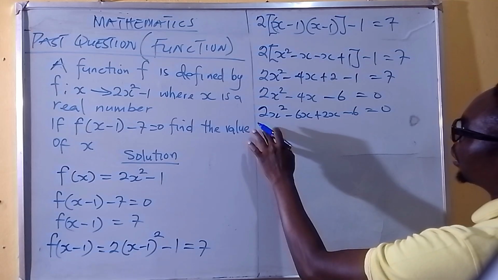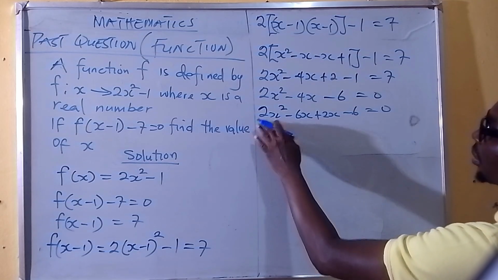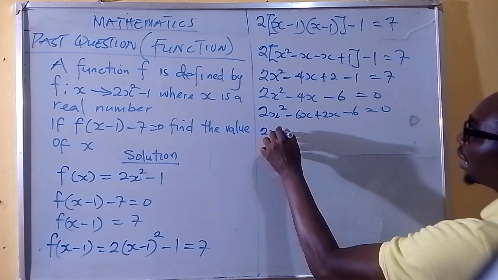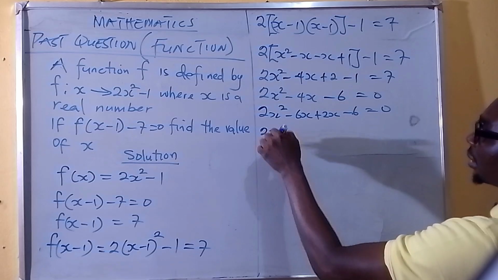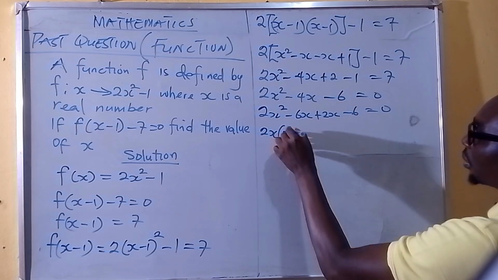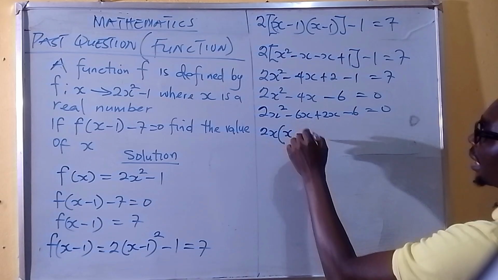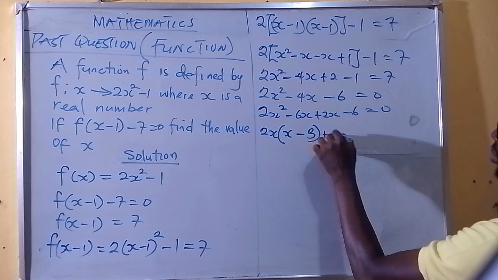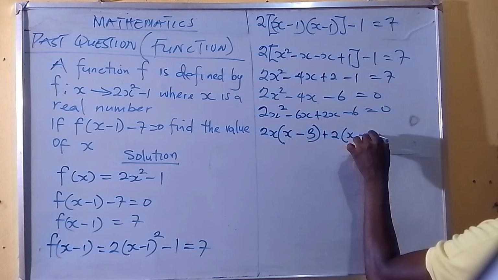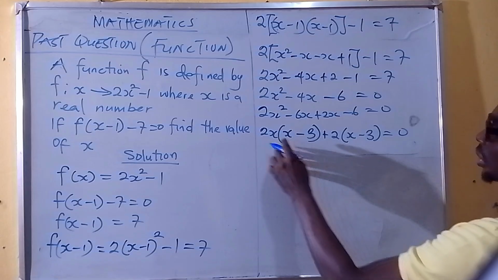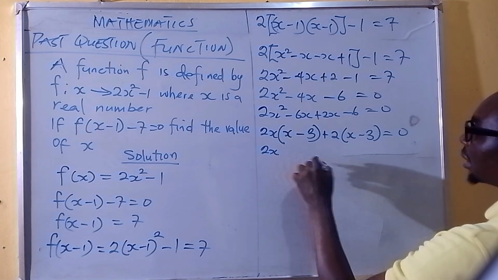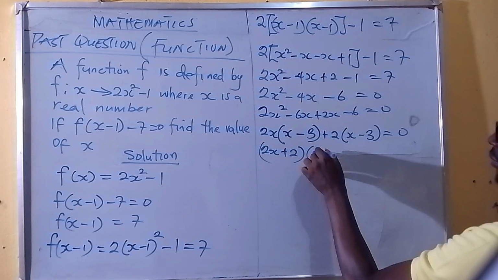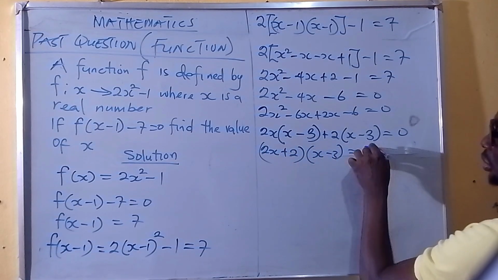So at this point, you factorize. What is common here? You will discover that you have 2x as the highest common factor. So 2x squared divided by 2x will be x, minus 6x divided by 2x gives minus 3. Then if you factorize this, what is common? We have 2 to be common, so we have x minus 3 equal to 0. So here 2x plus 2, and we have x minus 3 is equal to 0.